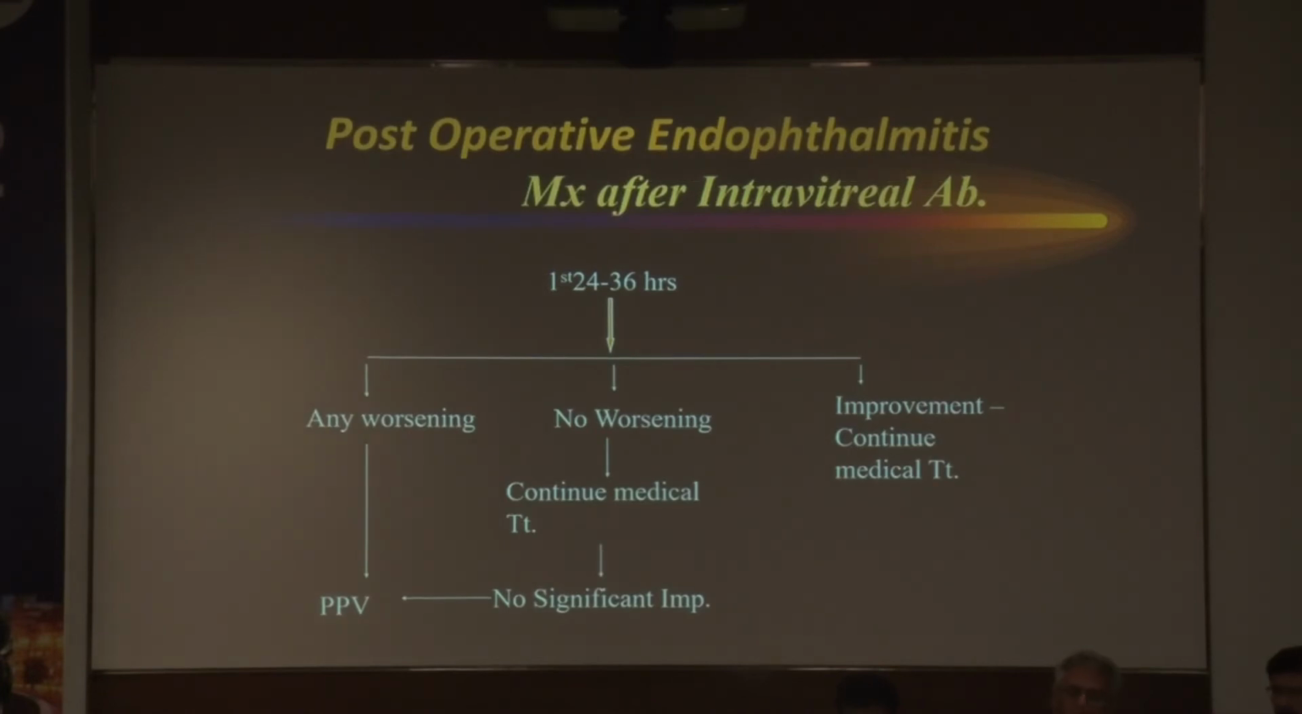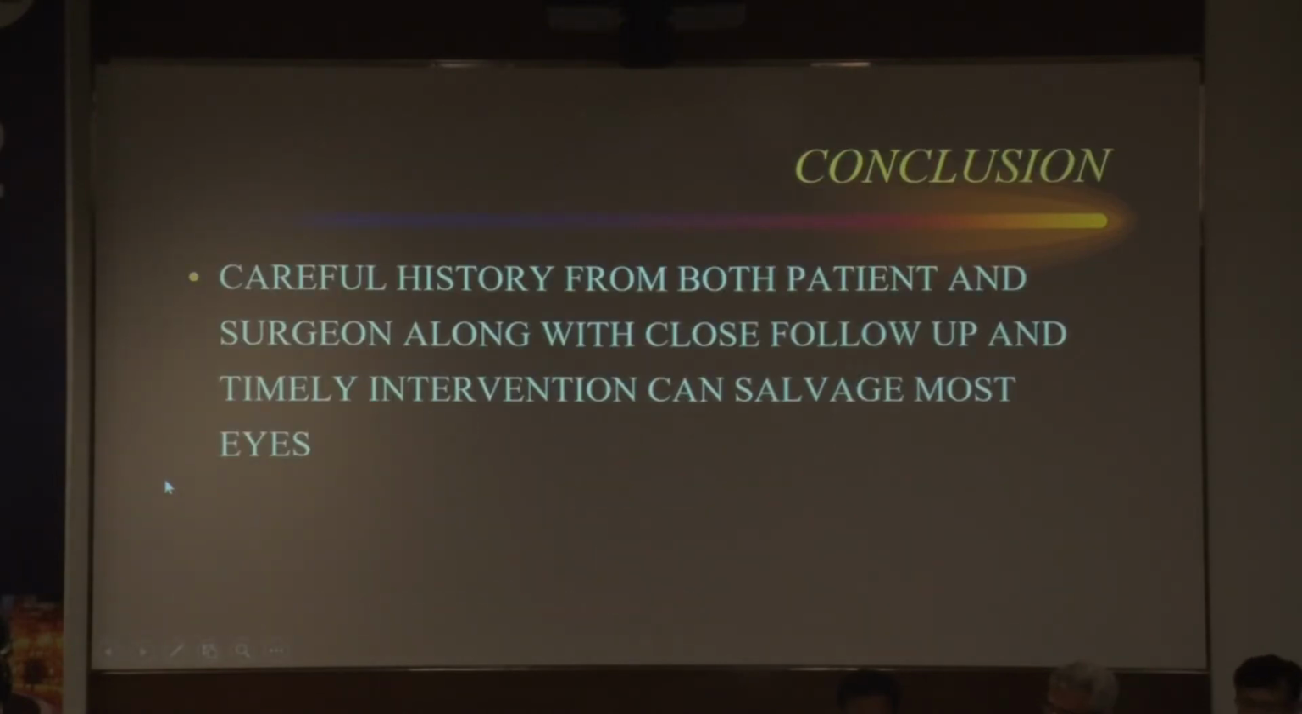After giving intravitreal injections, watch for 24 to 36 hours. If there is an improvement, continue with medical treatment. The moment the hypopyon goes, start your patient on systemic steroids, and after that stage, the systemic steroids start improving the vision, not the topical steroids. If there is no worsening, continue with the medical treatment, and after a while if you see there is no significant improvement, go for a pars plana vitrectomy. If there is a worsening at 24 to 36 hours, take the patient for pars plana vitrectomy with silicone oil.